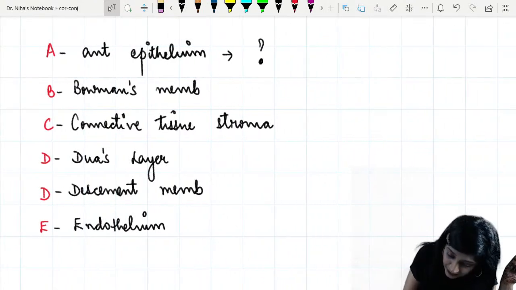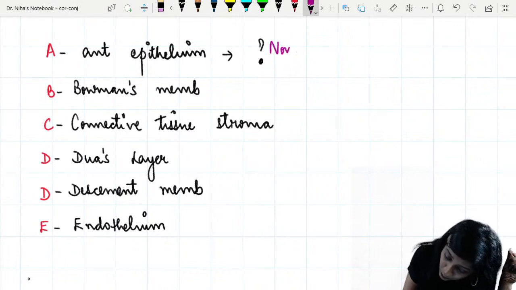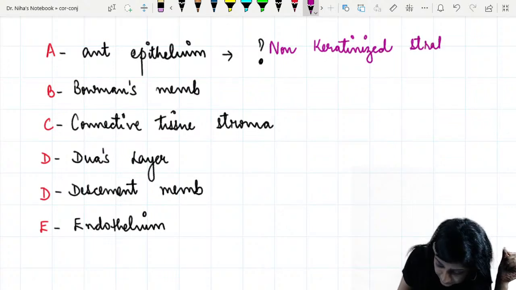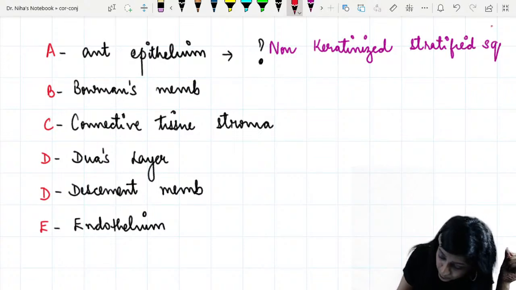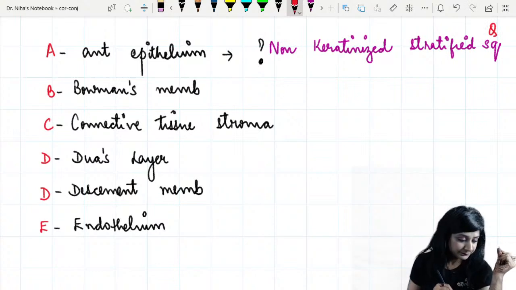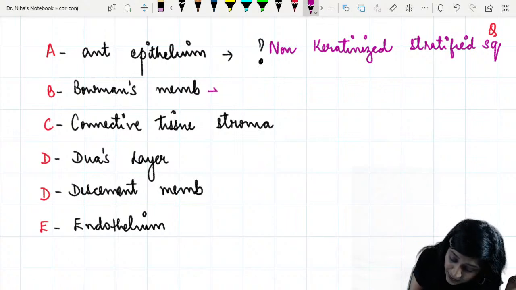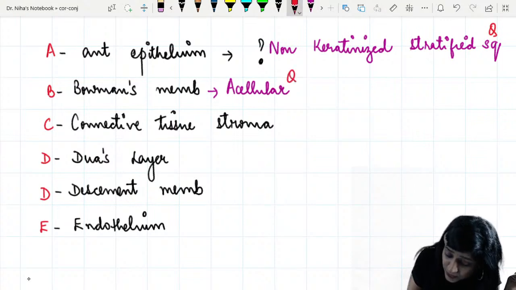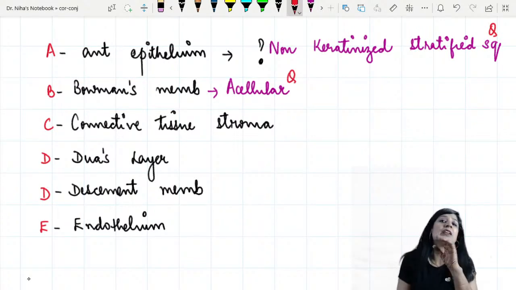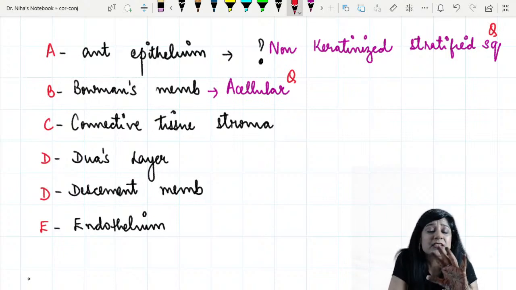So the first important thing is the type of epithelium. Non-keratinized, stratified squamous epithelium. One important question is the type of epithelium. Then we come to Bowman's membrane. Bowman's membrane is a layer which is acellular. Another important question, because you get a lot of questions related to the layers. So whenever we are discussing the layers, we will be discussing all the important questions related to it.